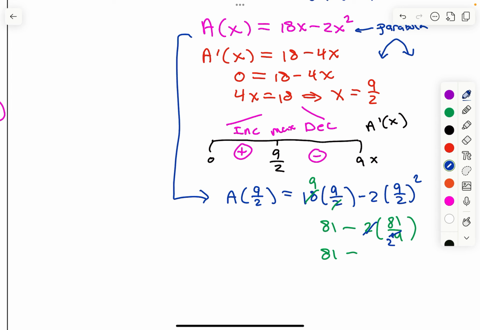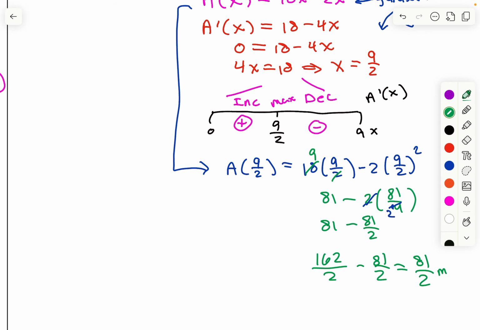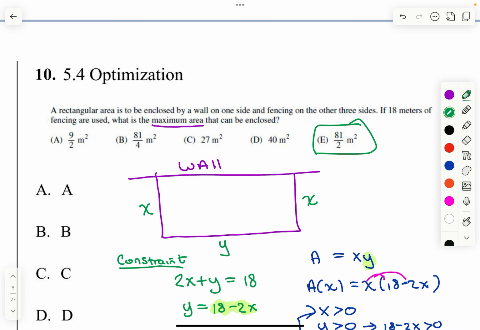81/2. So that's, so this is 81 minus 81/2, which is 162/2 minus 81/2, which is also 81/2. And so 81/2 square meters should be our answer. And that's answer choice E.